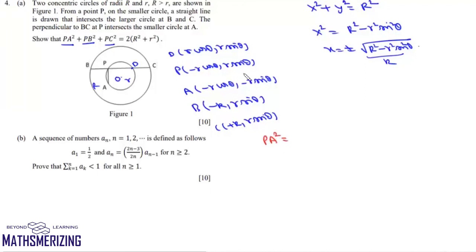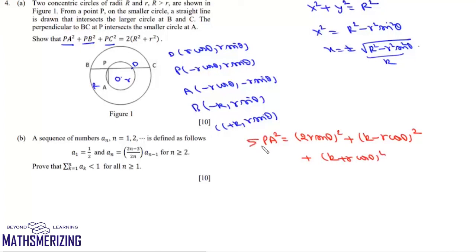PA square will be 2r sin theta whole square plus PB square. Now what is PB square? Here r sin theta will cancel, so PB square will be k minus r cos theta whole square. Now what is PC square? PC square will be k plus r cos theta whole square.